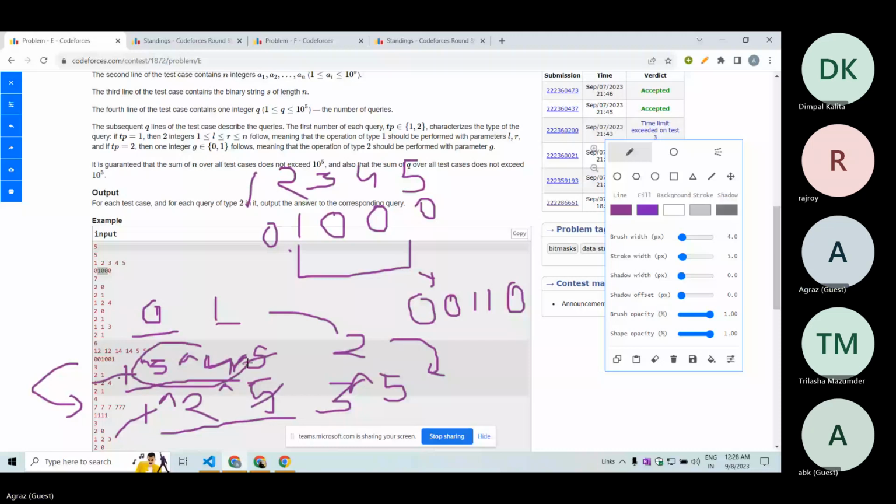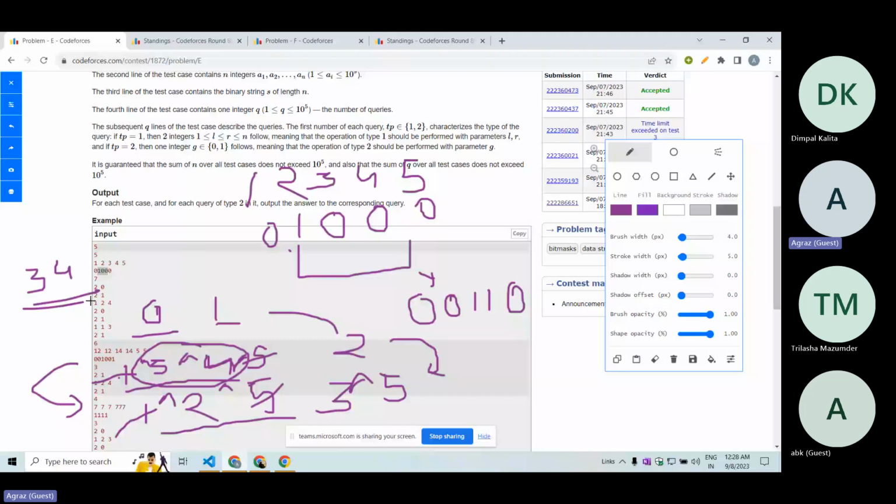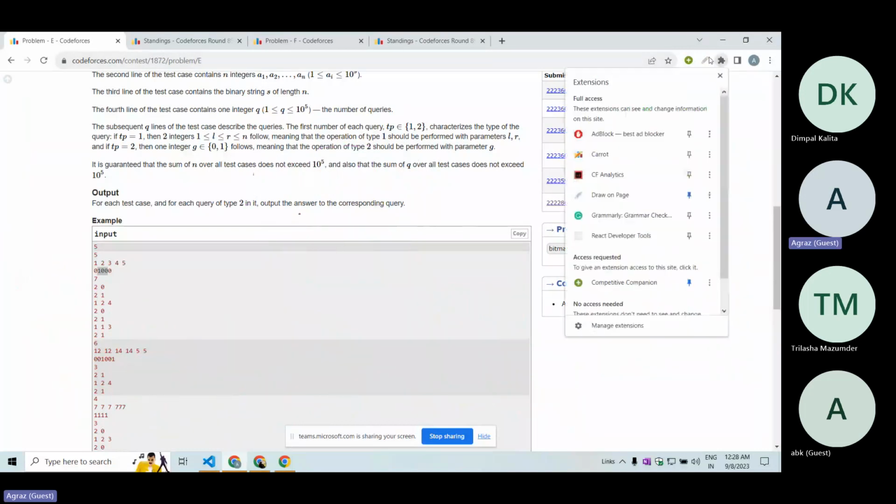You see, the main value that comes now after the update: if we XOR the new value and the old value, 3 and 4 will come, along with 2. So it is 2, 3, 4. So what we have just found out is that for each update we need the XOR of values from L to R.